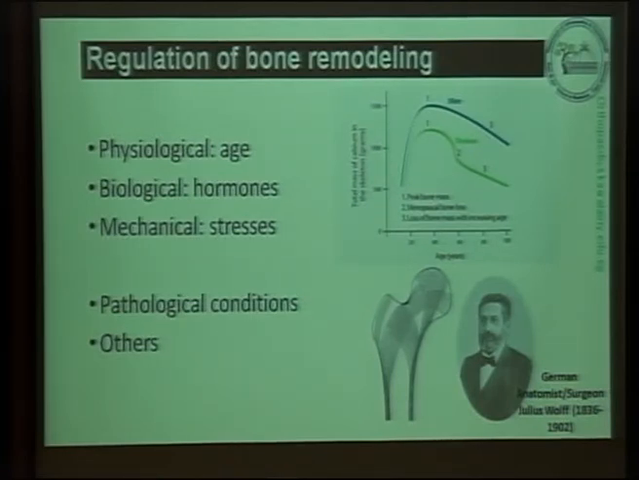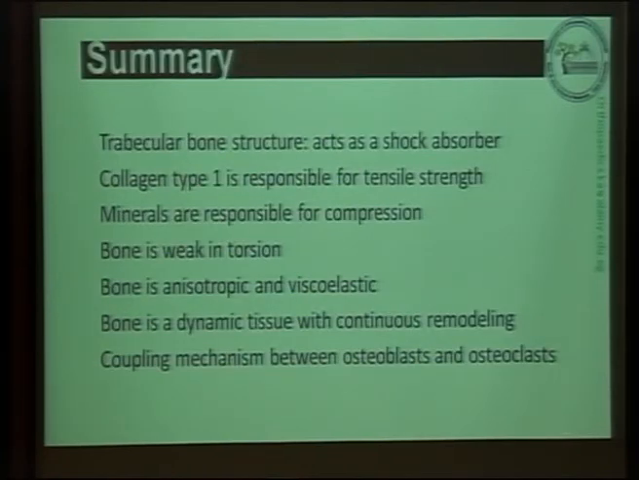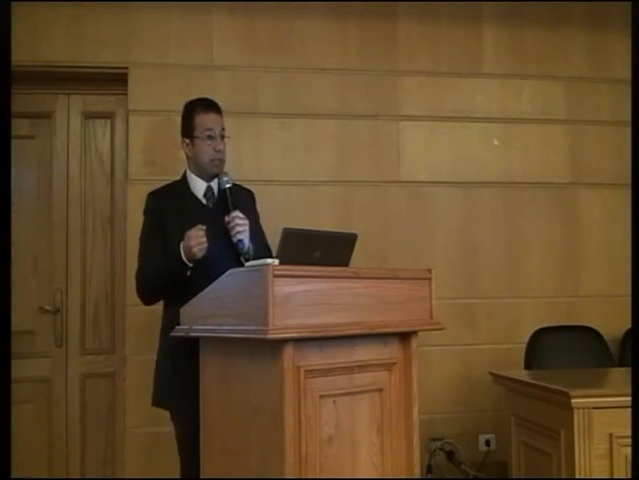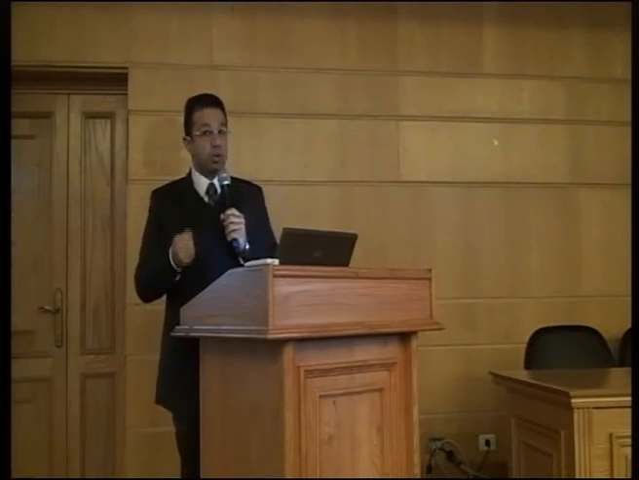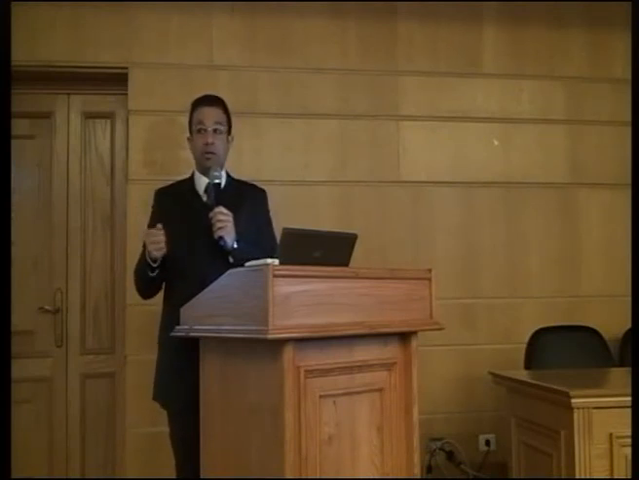resorption and formation. So in summary, trabecular bone is a structure that is responsible for shock absorption and is always present near the joint. Collagen type 1 is responsible for the tensile stresses. Minerals are responsible for compression. Bone is weakest in torsion. Bone is anisotropic and viscoelastic. Bone is in a continuous dynamic state, in a continuous state of remodeling that differs according to the age and different stresses. A coupling mechanism is always present between the osteoblast, which has the upper hand, and the osteoclast. Thank you.